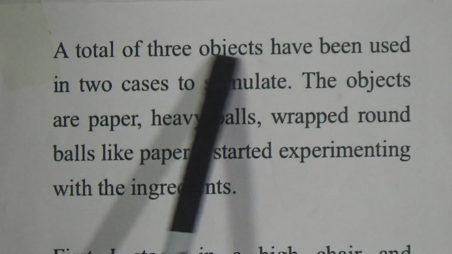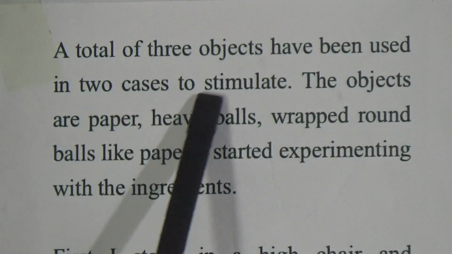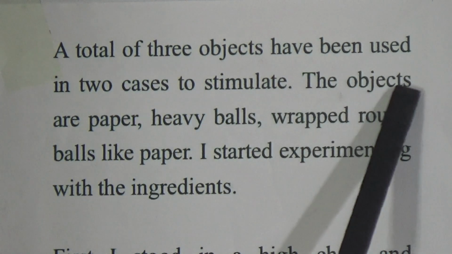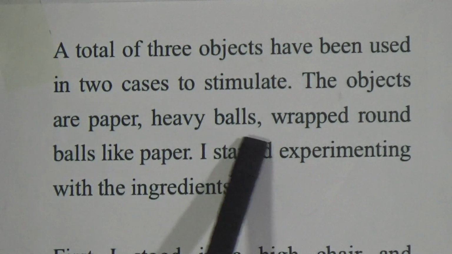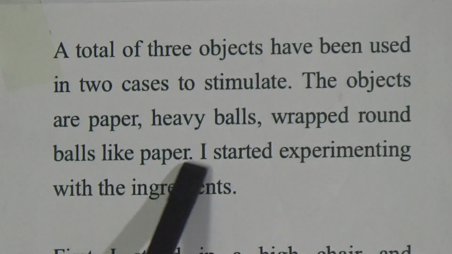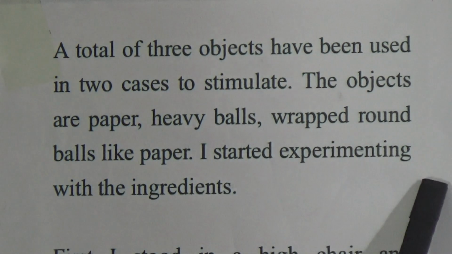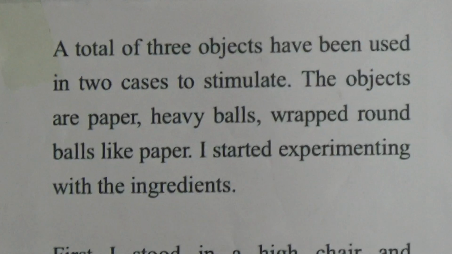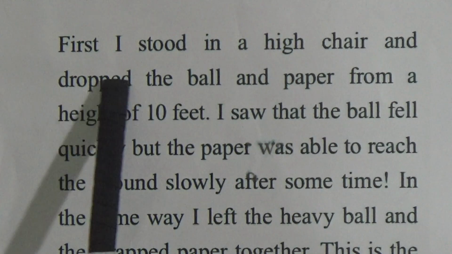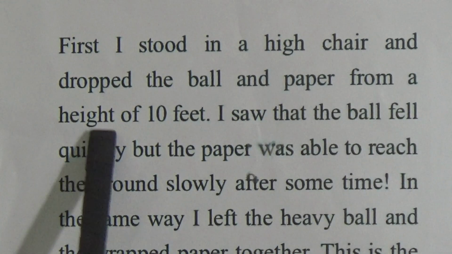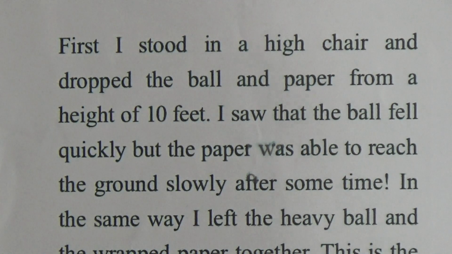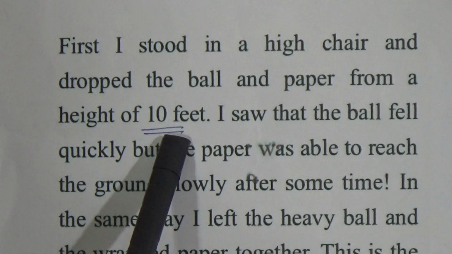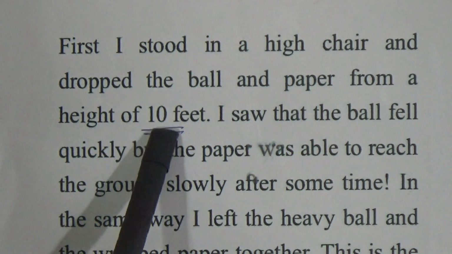A total of 3 objects have been used in the 2 cases to simulate. The objects are paper, a heavy ball, and a wrapped round ball of paper. I start experimenting with these. First I stood on a high chair and dropped the ball and the paper from a height of 10 feet. In the assigned work they give the height. That means from 10 feet we have to drop the paper and the ball.